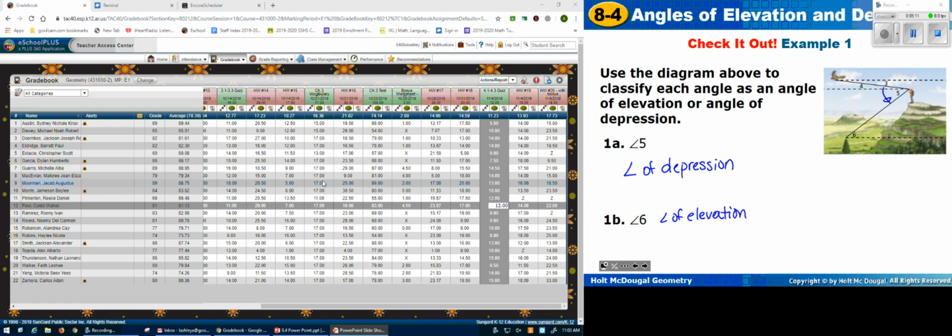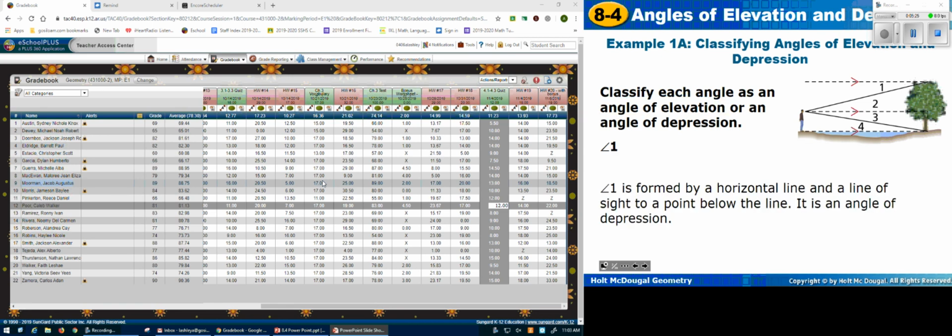They're alternate interior, not corresponding, but alternate interior, and they are congruent. Okay? All right, number 4. Going backwards, what is this? Elevation, angle of elevation. And then the first one that you did, angle 1, angle of depression. Questions before we start working problems?